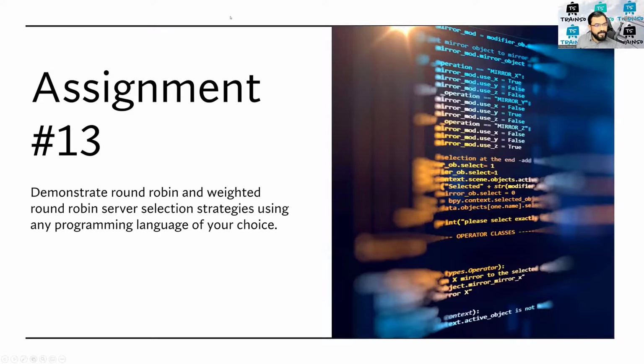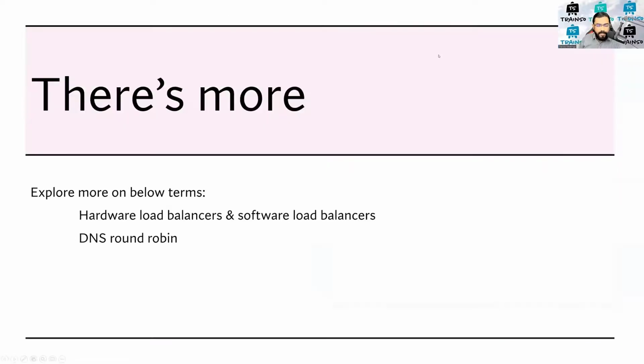Okay, and assignment number 13: demonstrate round robin and weighted round robin server selection strategies using any programming language of choice. And also explore more on the below terms: hardware load balancers and software load balancers. And also, what do you mean by DNS round robin? First of all, what do you mean by DNS, domain name system, right? Whenever a server or a load balancer has a domain name, behind the scenes you will have different actual servers with different IP addresses.